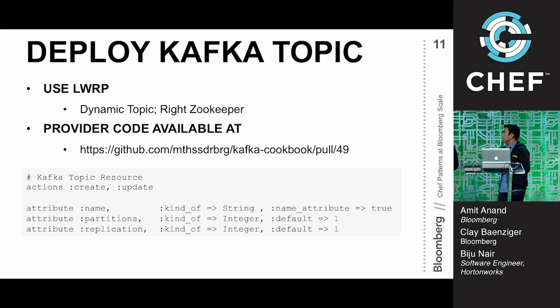This is another example of how we deploy Kafka topics in our Kafka clusters. Kafka topics are required to be able to send and receive messages. To do that, we created our LWRP. This is the resource you can see on the slide with some attributes: you can specify the name, partition, and application for the topic. Then you can create any topic on the Kafka server, and it will automatically figure out where the right Zookeeper is running for the Kafka cluster and create the topic.